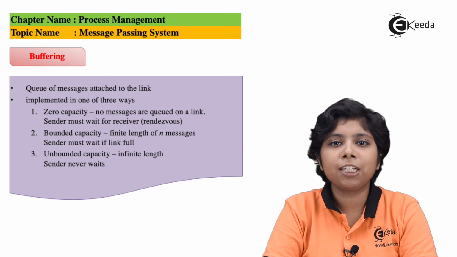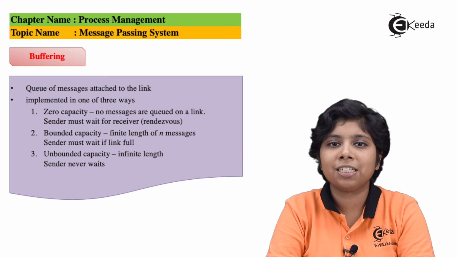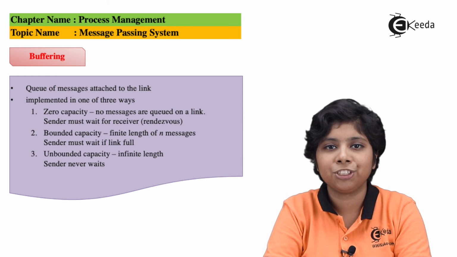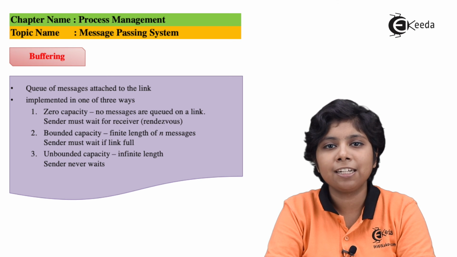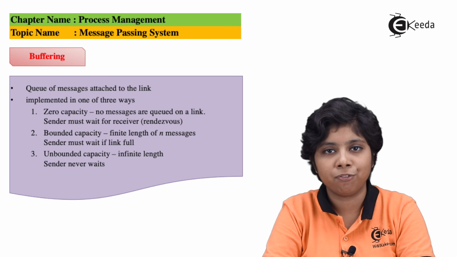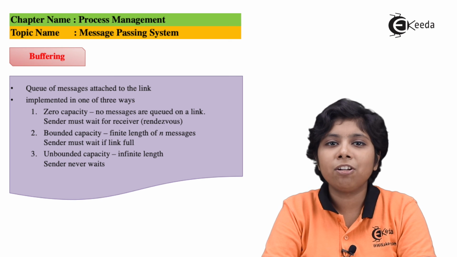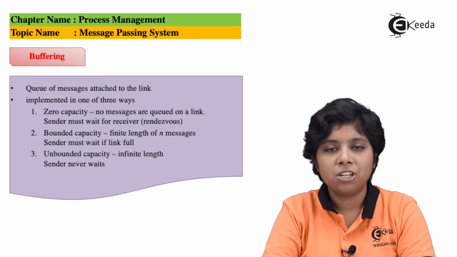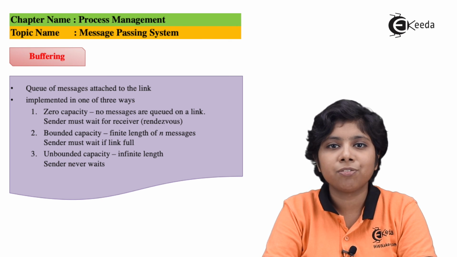In an unbounded capacity buffer, the sender can send any number of messages, and the receiver can receive any number of messages from that unbounded buffer. Now, zero capacity is actually making direct communication between the two processes. So these are all the concerns with the message passing system in inter-process communication.